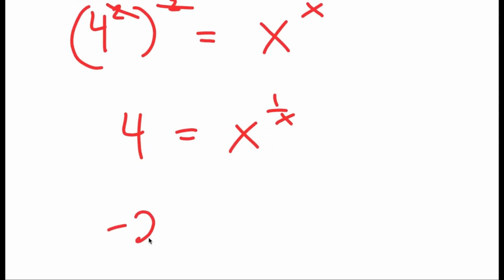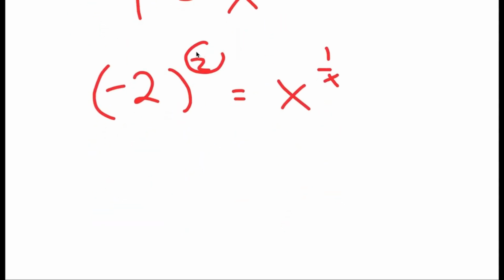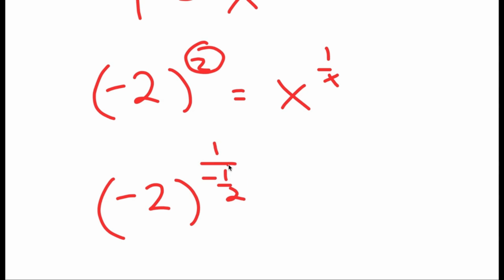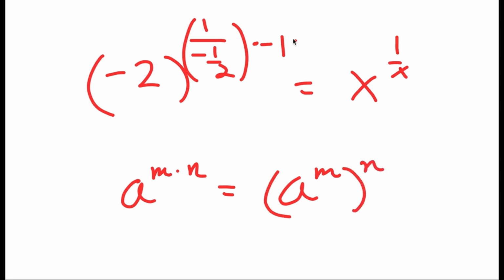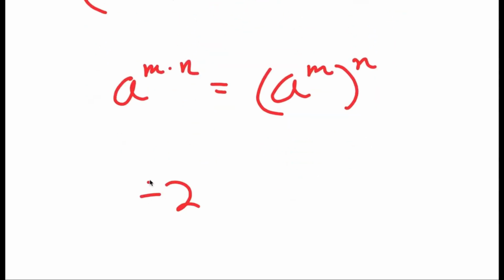Now 4 is the same thing as -2 squared. And 2, our exponent here, I can rewrite as 1 over -1/2. And I have this times -1. So I have 1 over -1/2 times -1. And remember, if I have something in the form a to the power of m times n, this is equal to a to the power of m to the power of n. So this -1, I'm going to move to be an exponent of -2.